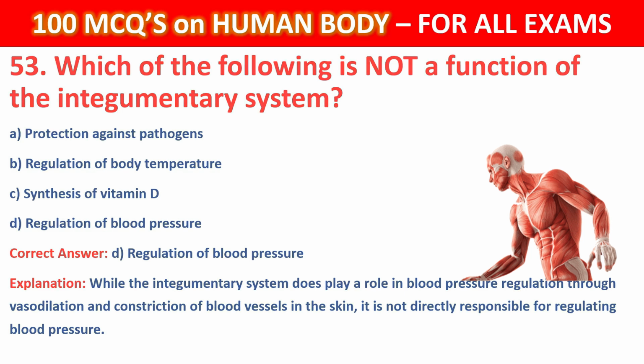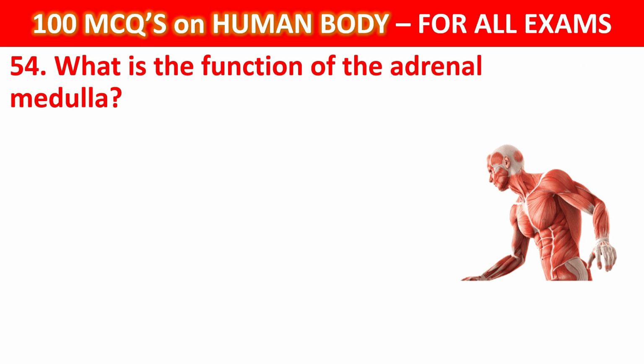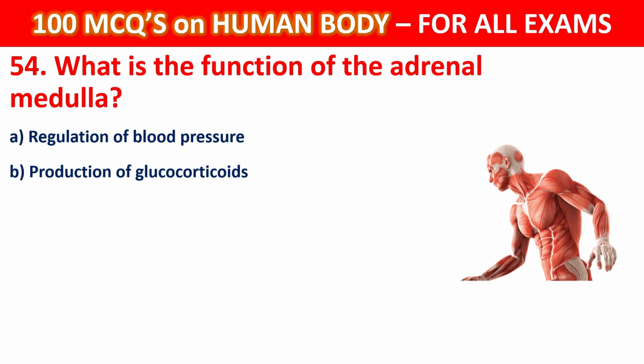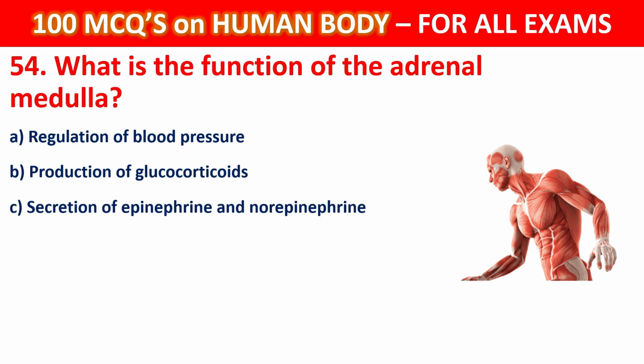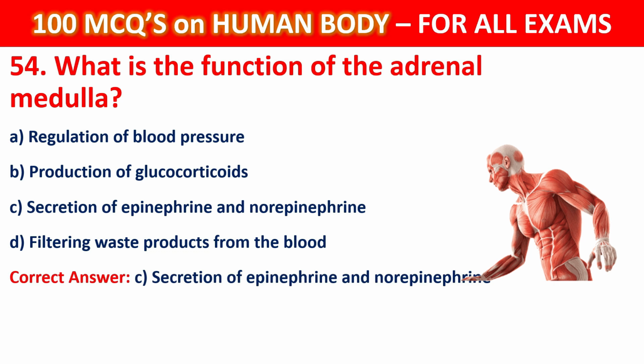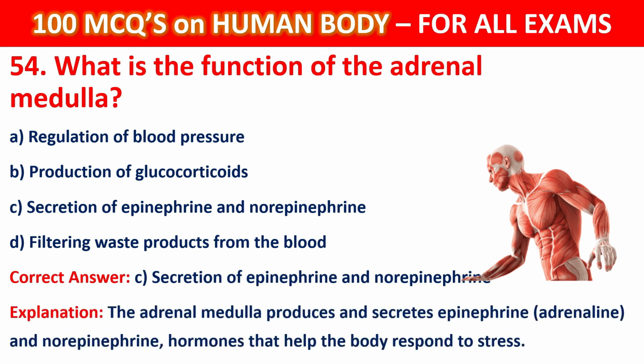Question number 54. What is the function of the adrenal medulla? Your options are regulation of blood pressure, production of glucocorticoids, secretion of epinephrine and norepinephrine, or filtering waste products from the blood. The correct answer is C, that is secretion of epinephrine and norepinephrine. The adrenal medulla produces and secretes epinephrine and norepinephrine hormones that help the body respond to stress.